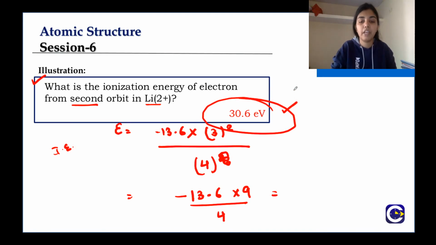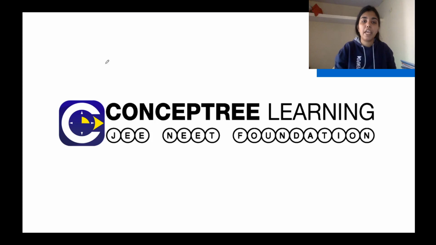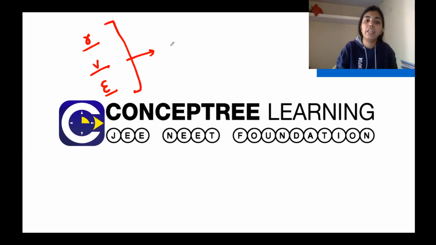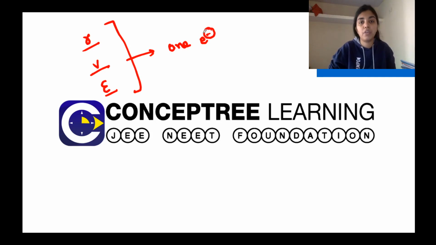Okay, I hope you are clear with this. So today we have done the radius formula, velocity formula, and energy formula, and these are valid for only one-electron species, because Bohr's model is applicable to only one-electron species, right? So the rest we will continue in the next class. That's all for today. Happy learning to all.